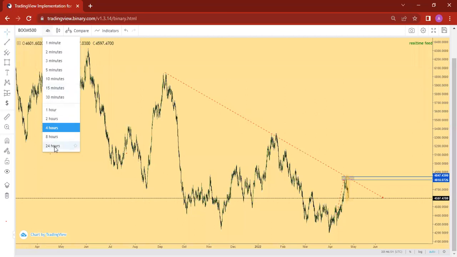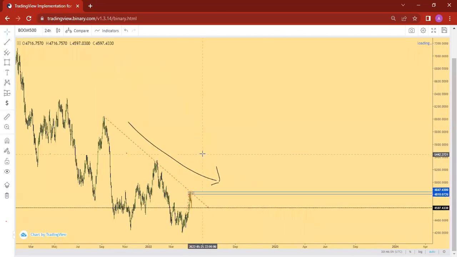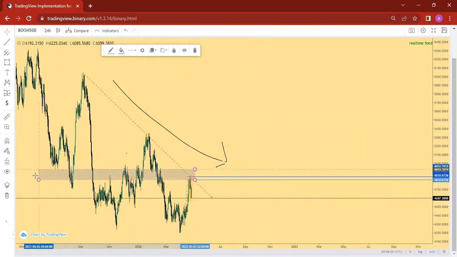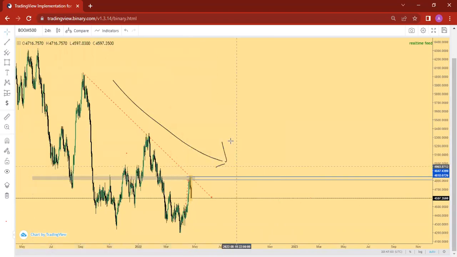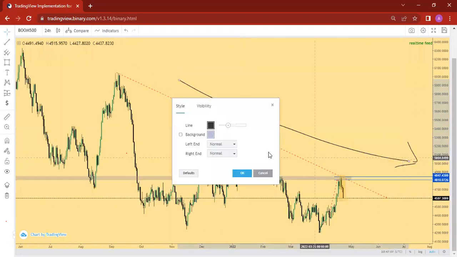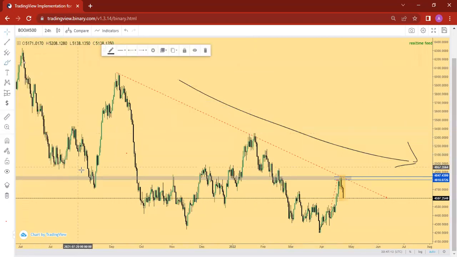Let's check on the daily. I'm sure there's definitely a resistance zone where price reversed from. Let us extend our rectangle and see. Extending our rectangle, we'll see that price has even tested that zone before. You can see it over here.